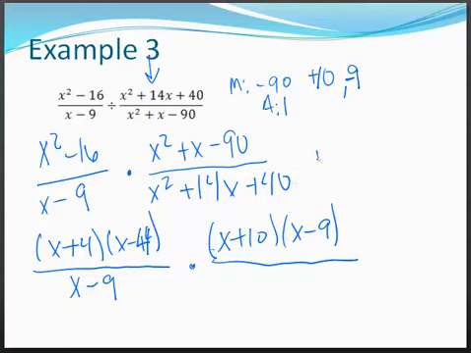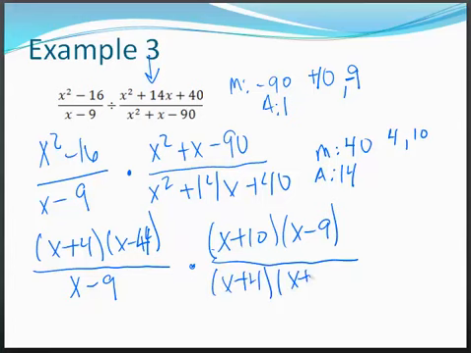Okay, for the bottom one, my multiply is 40, and my add is 14. Okay, so 40 would be 4 times 10, which would add to 14. So I'm going to have x plus 4, x plus 10. Again, 40, it could be 8 and 5, it could be 2 and 20, but I already have an x plus 4 here, and I have an x plus 10 here, so most likely those are the numbers I should be using. Alright, so use your clues within your problem to get your factored forms.